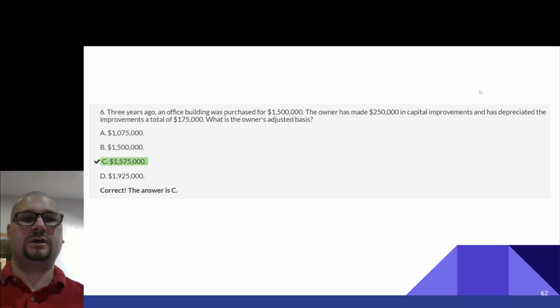3 years ago, an office was purchased for $1.5 million. The owner has made $250,000 in capital improvements and has depreciated the improvements a total of $175,000. What is the owner's adjusted basis?